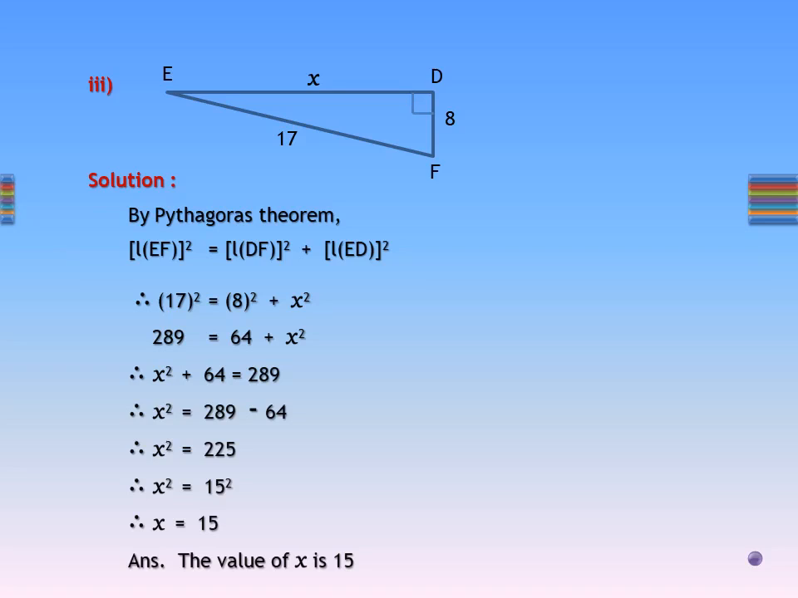And 225 is 15 square. So we can write x square equals to 15 square. Now let us remove the square from both the sides. We will get x is equal to 15. So the value of x is 15.